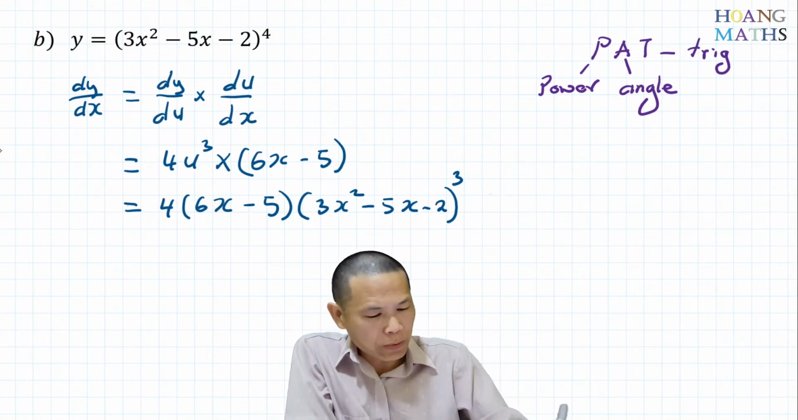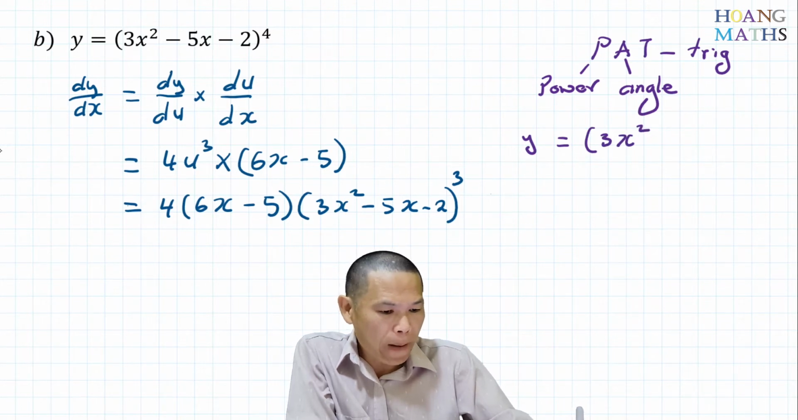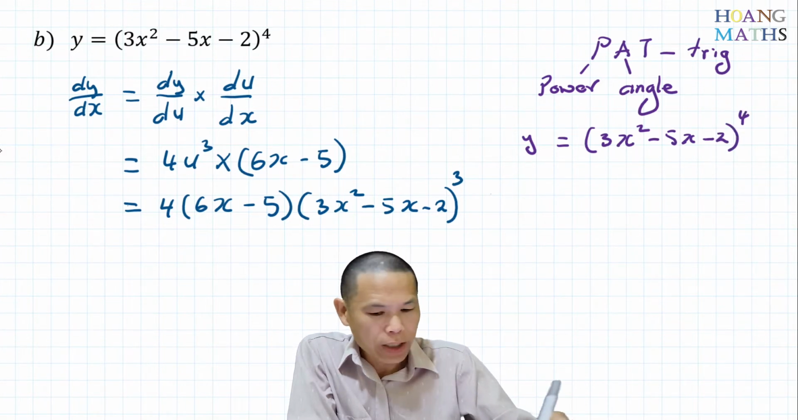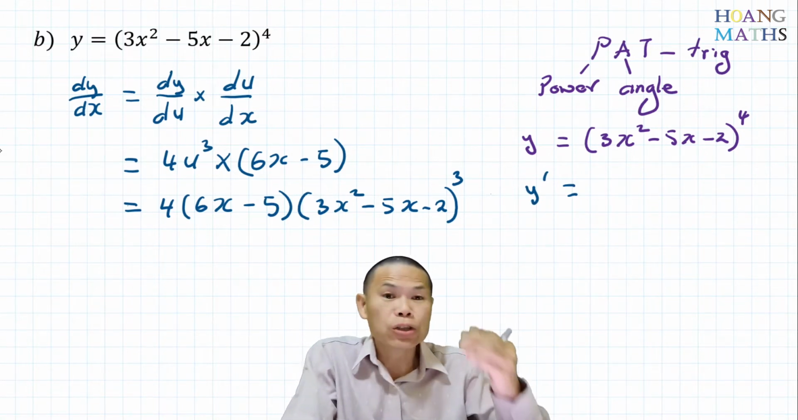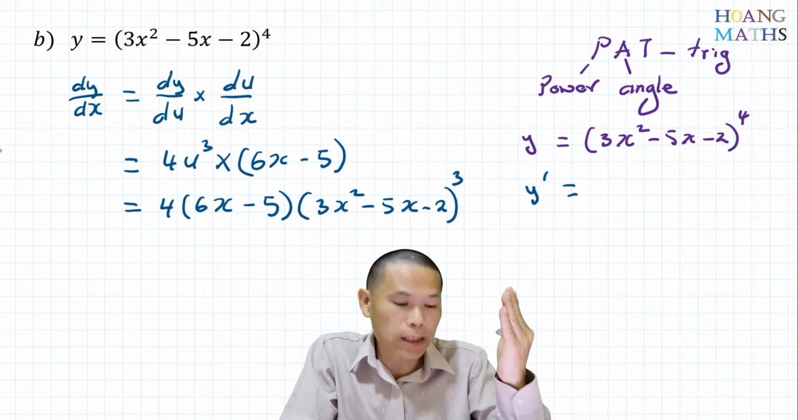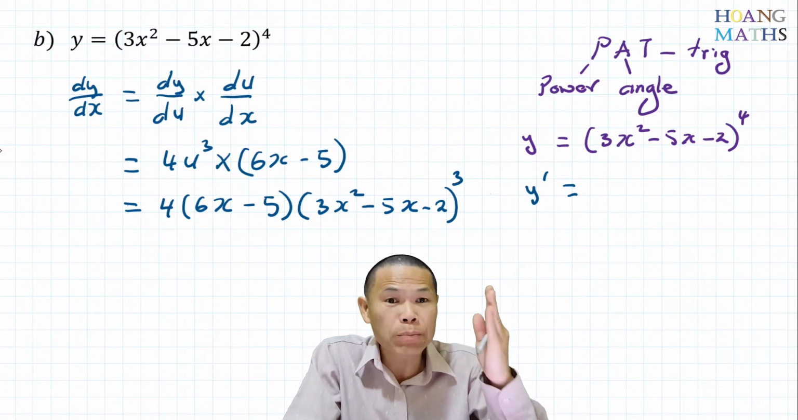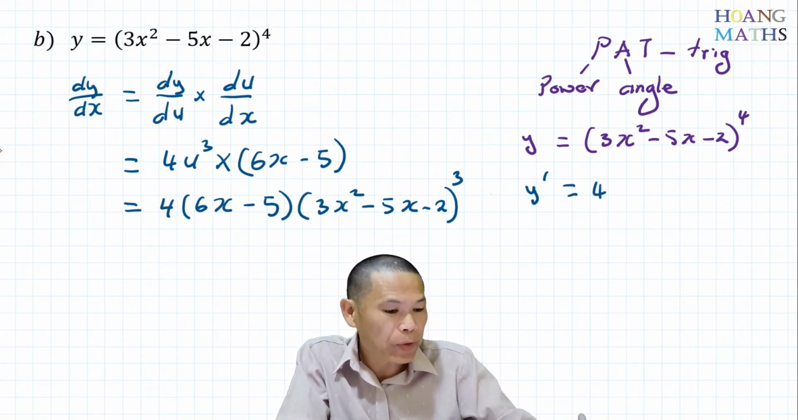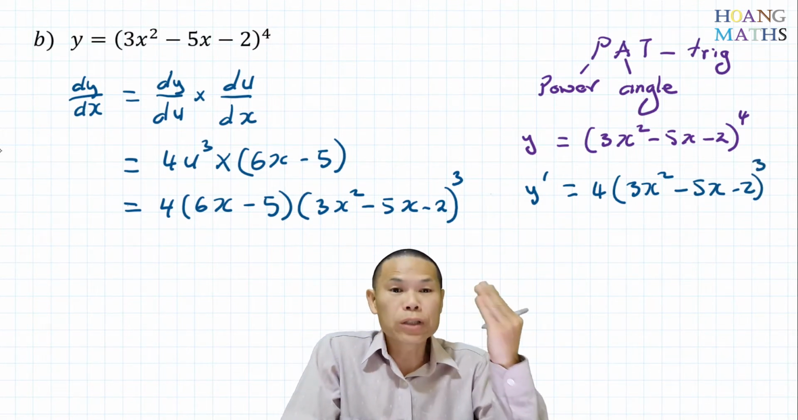So let's see, y is equal to 3x squared minus 5x minus 2, to the power 4. Let me just differentiate this. Let's say y dash or dy/dx, it doesn't matter. We differentiate the power first. In this case, the power is 4. So we differentiate that. The 4 you bring down, and then less 1 becomes 3. So I just write this out: 3x squared minus 5x minus 2, with the 4 less 1, so it becomes 3. So we differentiate the power.